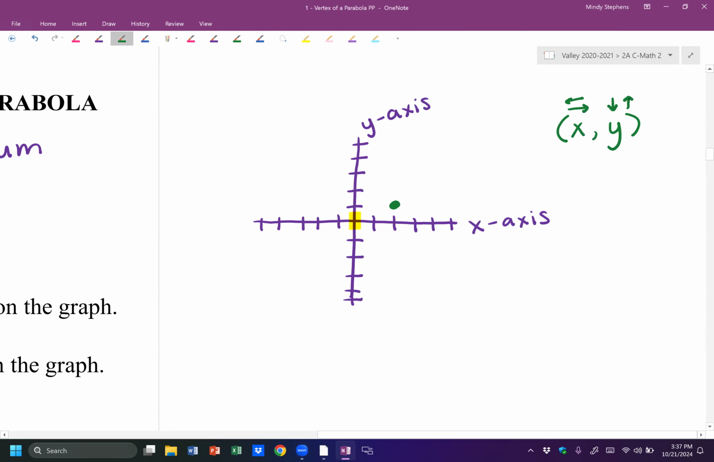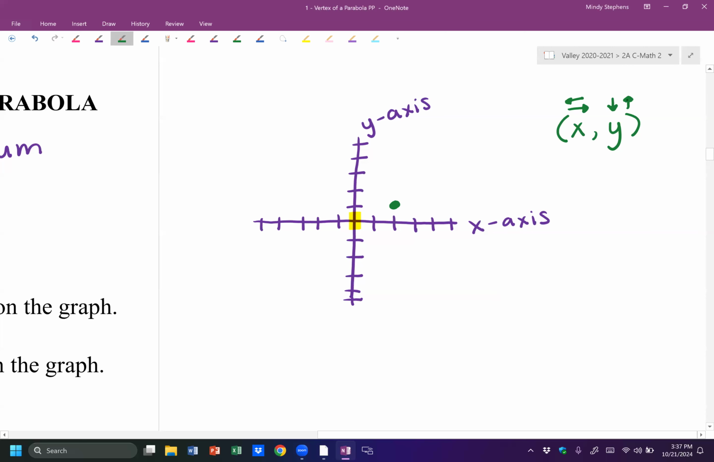It would be a good thing to add this into your notes, just in that little blank space you have next to where the parabolas are drawn, just so you remember the X goes first and it's left and right, the Y goes second and it's up and down. So it'd be a good idea to write that just off the side of your notes.